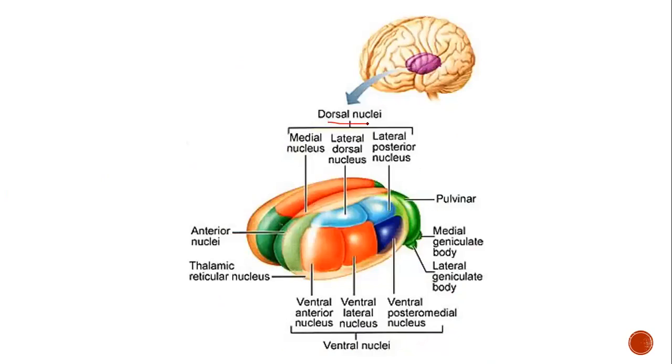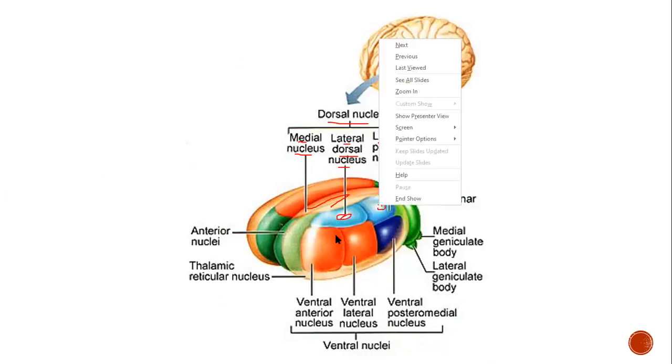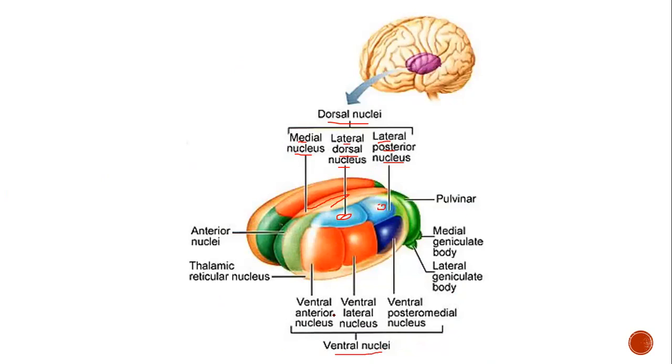We have made a dorsal group which includes the medial nucleus right here. There's a lateral dorsal nucleus right here. There's a lateral posterior nucleus which is right here. Then we have a ventral group of the nuclei which has a ventral anterior nucleus. We have ventral lateral nucleus right here, and then we have the ventral posterior medial nucleus which is right here. As far as the thalamus shape is concerned, it looks like an egg.